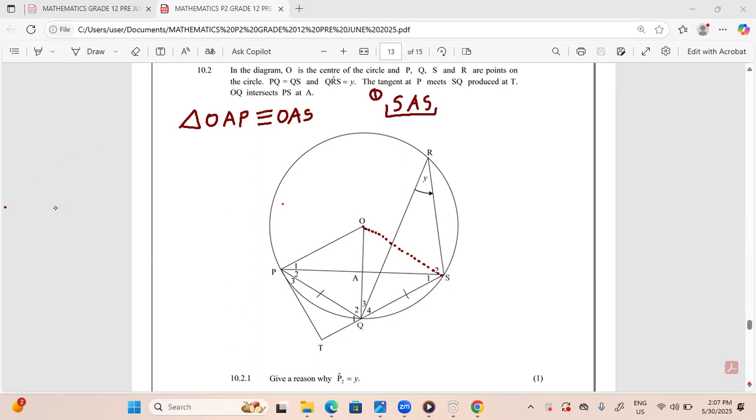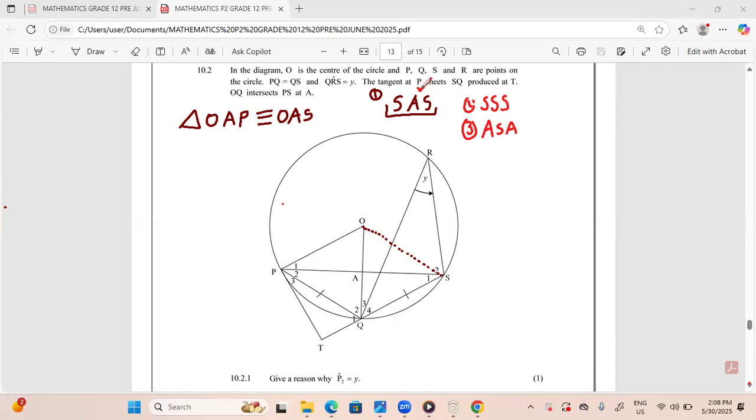The other ones are side, side, side, but that won't be applicable in this problem. The other one is angle, side, angle. Actually, these are the three that I want you to know accurately: side, angle, side; side, side, side; angle, side, angle. So here I'm going to use this one.